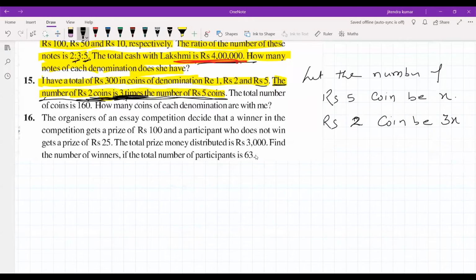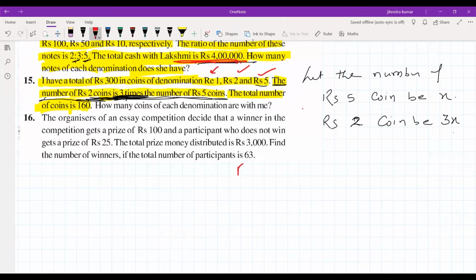So the number of rupees 2 coins will be equal to 3x. Now, in the next line, if you read, it says the total number of coins is 160. So now we have the number of rupees 5 coins and rupees 2 coins. So we just need the number of rupees 1 coins.